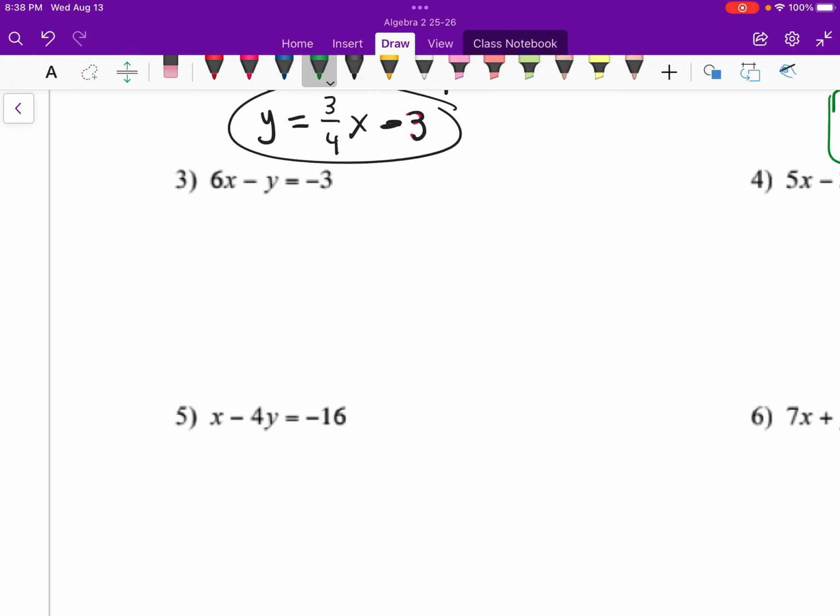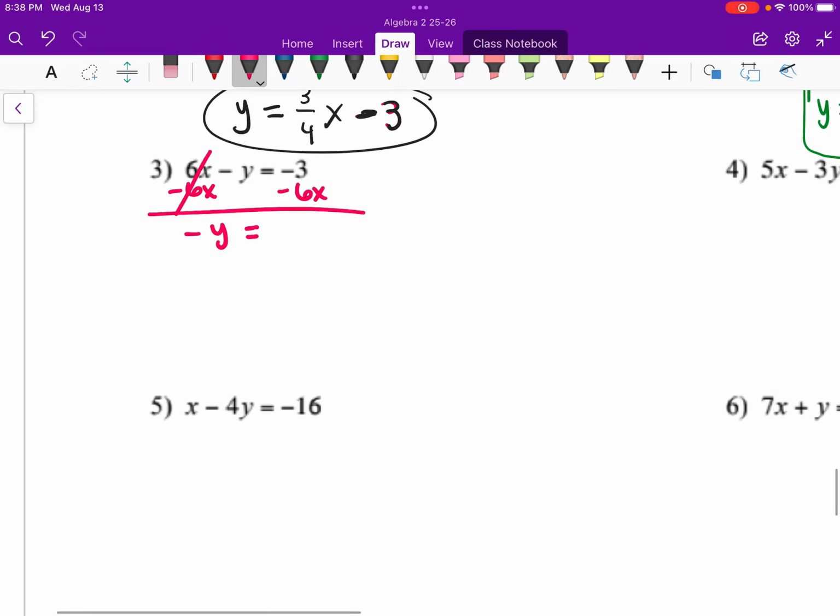To do that, we always get rid of the x term first. So the opposite of 6x is -6x. So I'm going to subtract 6x to cancel that. What I do to one side, I have to do to the other. So we're left with -y equals. And then again, I like to do mx plus b instead of b plus mx. So I'm going to have a -6x and then -3.